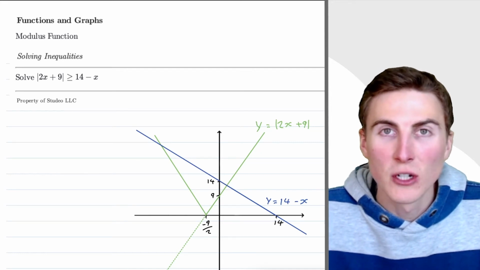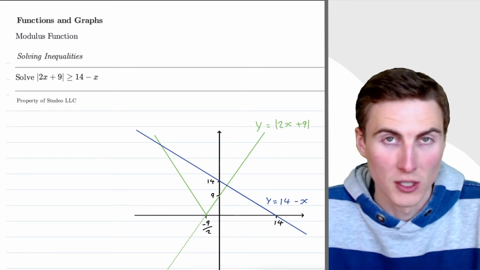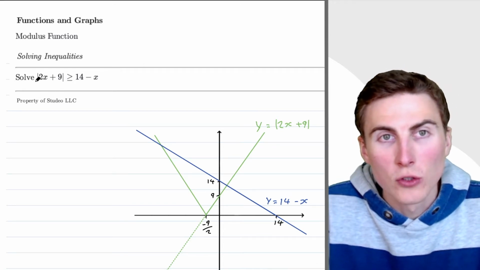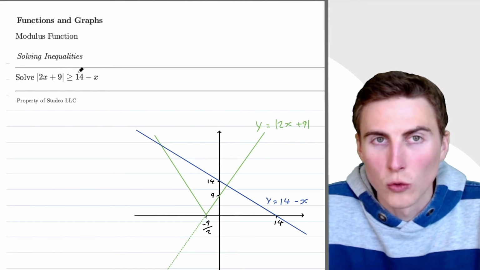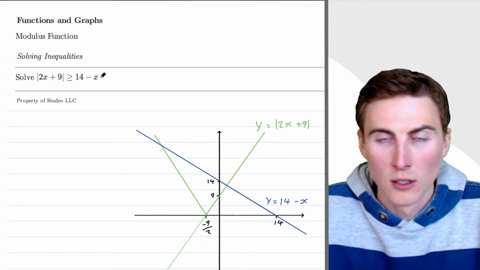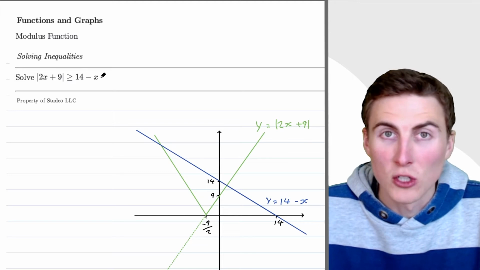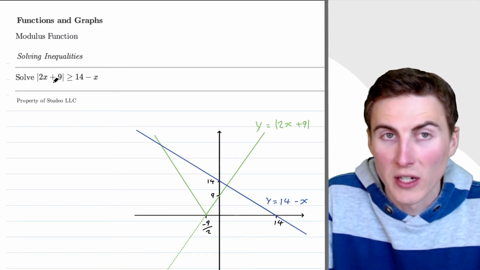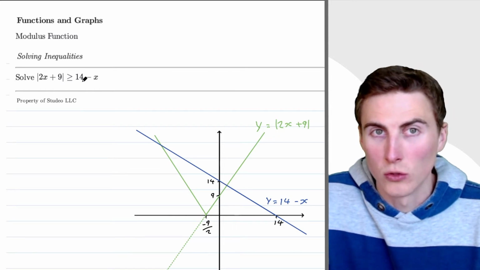Hello, in this video we're looking at how to solve inequalities that involve modulus. So if you look at this here, it says solve |2x + 9| is more than or equal to 14 minus x. In these we're going to have to plot both graphs, and then once we've got them both we can solve the inequalities to see when the y value outputs of this function are greater than or equal to this function.